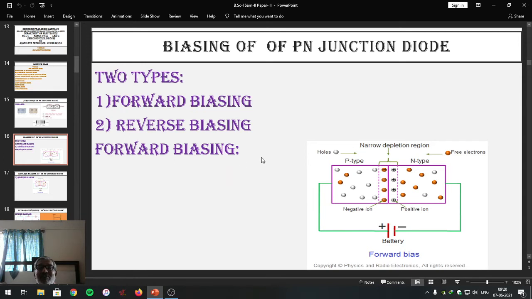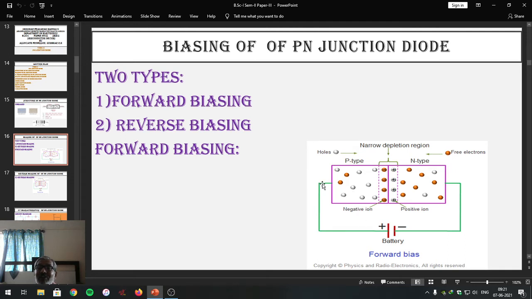Forward biasing of the PN junction diode means connecting an external battery in such a way that the positive terminal of the battery is connected to the P region. Look here, this is the P-type of semiconductor. We can call it the P region.